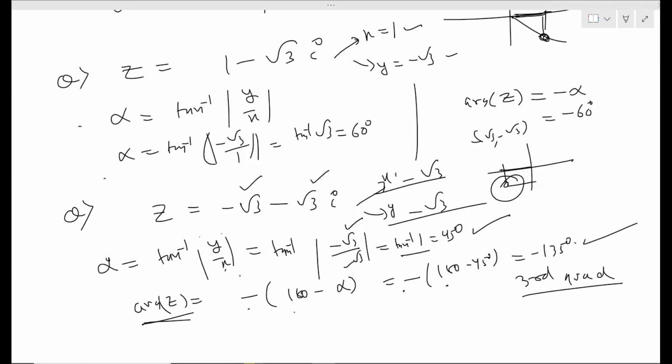Okay. So argument, modulus of complex number. Everyone is clear about that? Yes, sir. Okay. Yasir, Afnan.